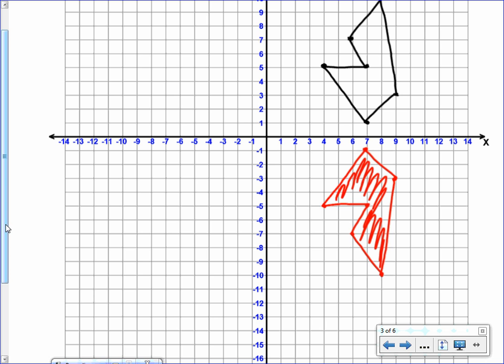So what kind of a reflection did we just make? Over the x-axis. So here's our x. Our x is kind of like our mirror in this case. If this shape looked in the mirror, it would look like that on the other side. Okay. Any questions on this one? Feeling okay about reflections?